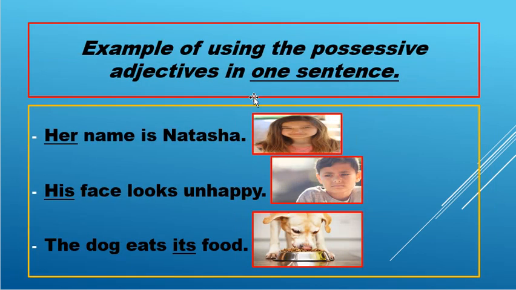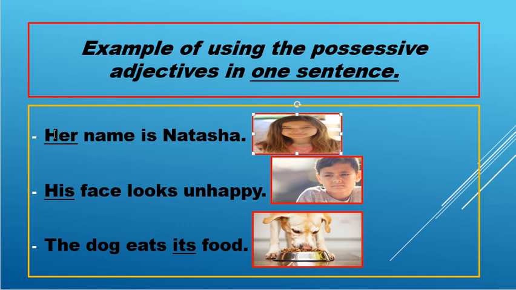Next, we tackle how to use the possessive adjectives in one sentence. Here is an example of using the possessive adjectives in one sentence. We start with a capital letter and we stop with a full stop, or sorry, a period. Here I use, "Her name is Natasha." This name, Natasha, belongs to who? It belongs to a girl, because you see the picture here, her.